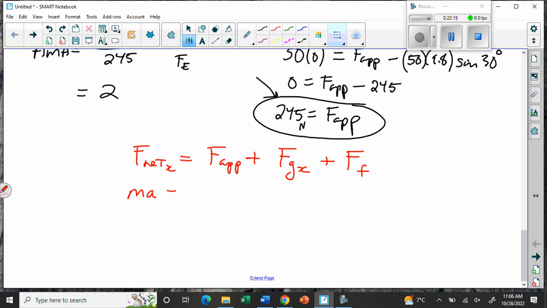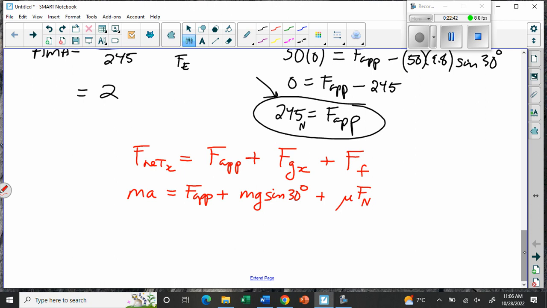This is still going to be MA. This is still F applied. This is still FG, right? MG sine, and in our case, 30 degrees. The FG is mg, and to get the x component, we did the 30 degrees. And then friction, remember, is mu Fn. Remember that little formula. So we've got that now.